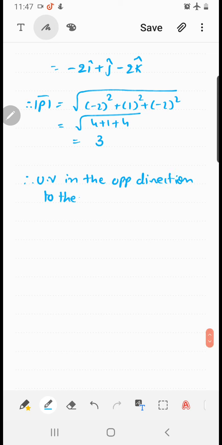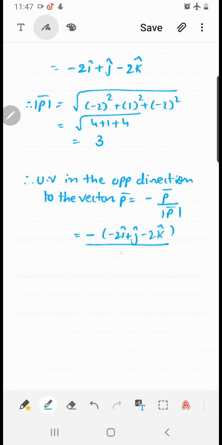to the vector p bar, is equal to, can I say, minus of p bar upon mod of p bar. So the answer is minus of minus 2i cap plus j cap minus 2k cap upon 3. If I adjust it, I get 2i cap minus j cap plus 2k cap by 3.